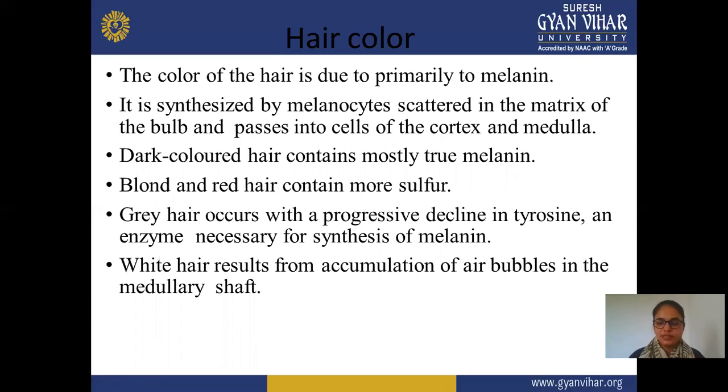Next is hair color. What is hair color? The color of hair is due primarily to melanin. Means your natural hair color is mainly produced due to the presence of melanin, and melanin is present in your hair. It is synthesized by melanocytes scattered in the matrix of the bulb, and passes into the cells of the cortex and medulla.